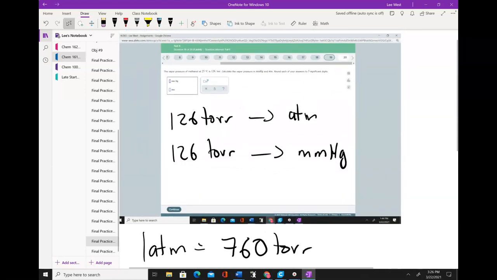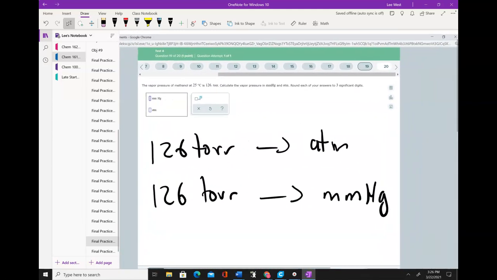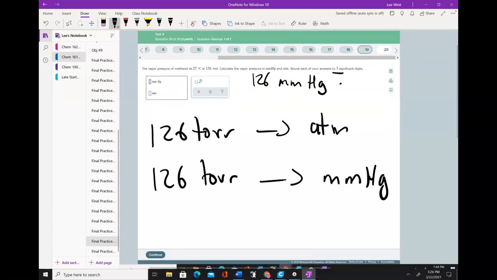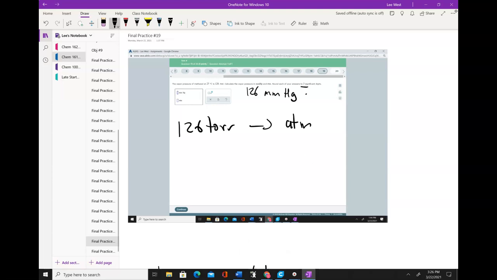So let's just keep it simple. However many torr it is, it's exactly the same number of millimeters of mercury, so it is 126 millimeters of mercury. This is already at 3 significant figures, so I'm happy with that. So now that just leaves the one conversion to do, which is the torr into atm.